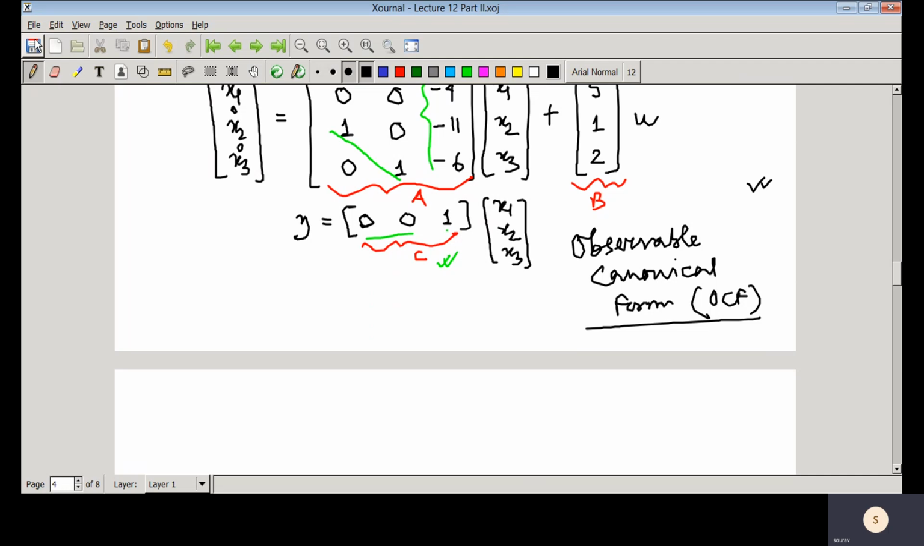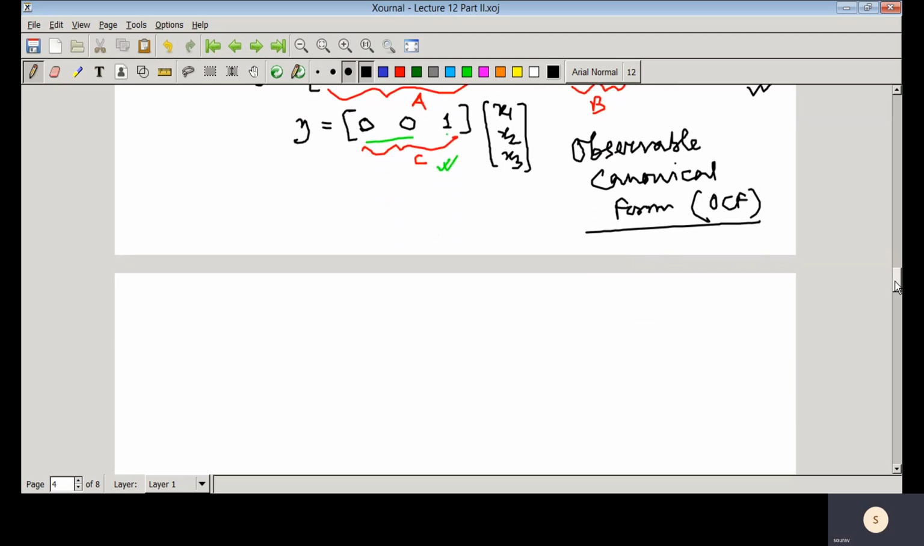There are some other canonical forms like the diagonal form. That means the A matrix, the system matrix, would come into a diagonal structure. The second form is called the Jordan form. I'm not going to discuss those canonical forms, but there are some specific realizations. Those who are interested, you can see, but I'm not going into that detail.